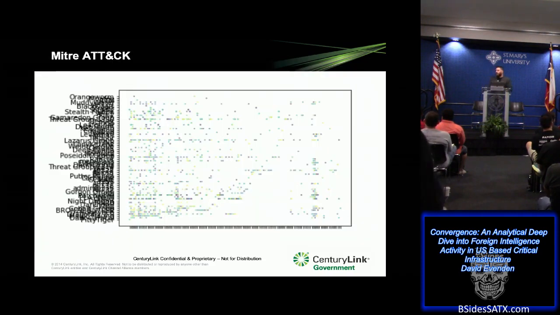So just to explain what this is: a heat map with TTPs on the bottom. They're actually techniques. They don't store tactics, and they don't really store procedures. Right now they're only storing techniques. On the left hand side is all of the actor groups that MITRE tracks, and on the bottom is all the techniques. This is not really helpful for an analyst. It's just a cool slide, so you guys can see how many there are.